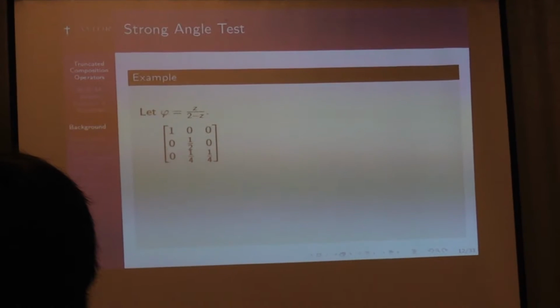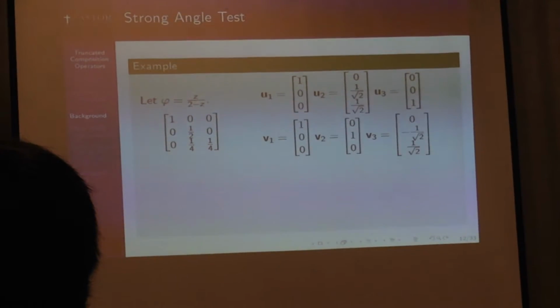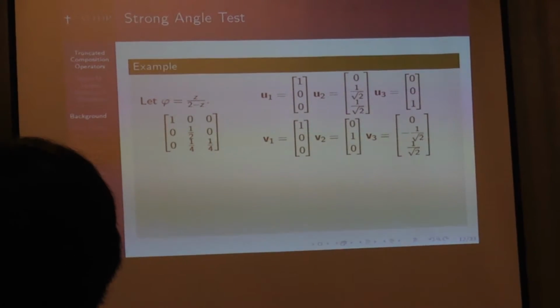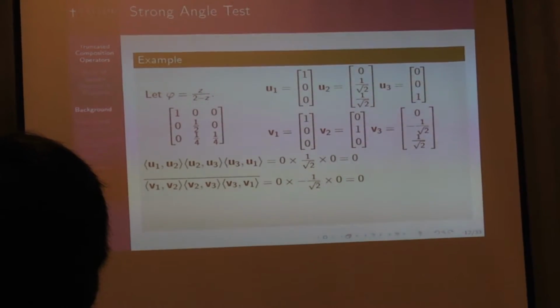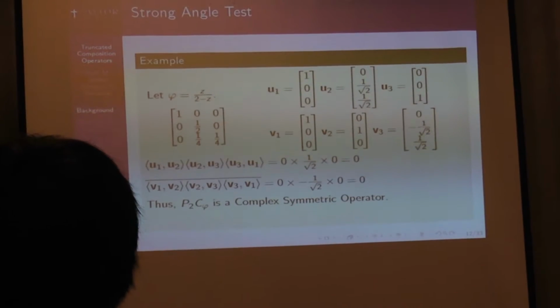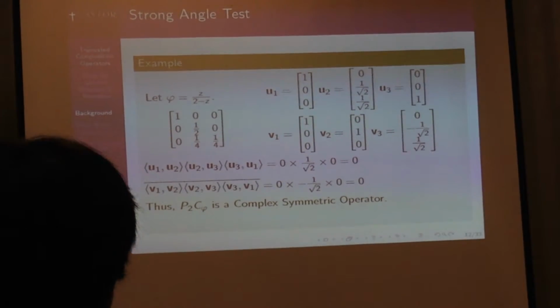So using an example again, so this is our matrix representation. We'll produce these eigenvectors where the v are the eigenvectors of its adjoint. And then these inner products are all 0, so then since those are equal to each other, then P2 C phi is a complex symmetric operator.